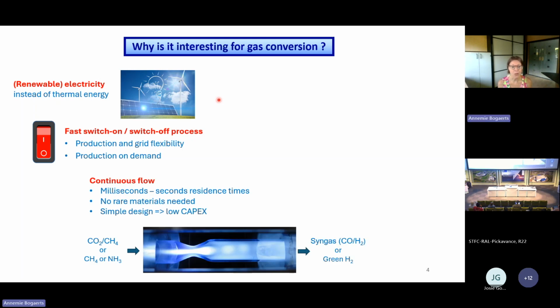It also has a continuous flow, as you can see here in a certain plasma reactor. You bring in the gases, for instance, CO2 and methane, and you produce syngas, or methane or ammonia, and you produce green hydrogen. The residence time can typically vary between milliseconds to seconds. You can see this is a very simple reactor. This is just a quartz tube here, so no rare materials are needed, and because it's a simple design, it also has a low capex.